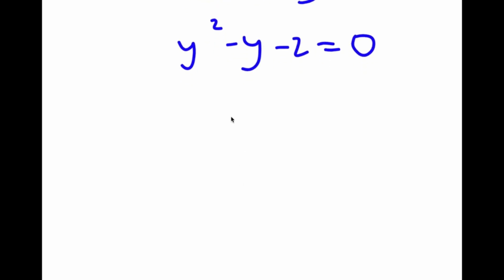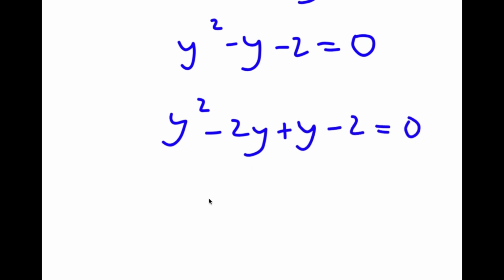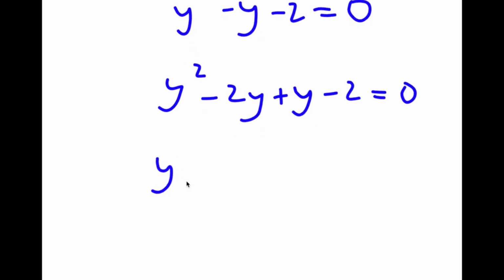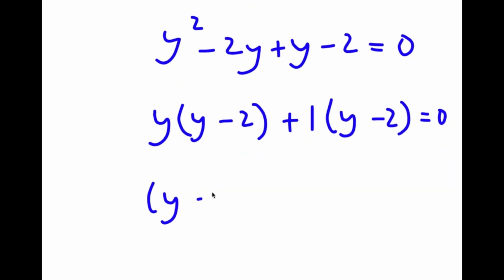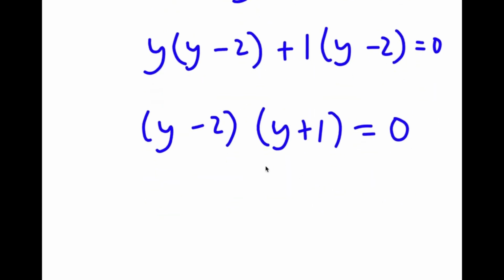So now I have y squared minus y minus 2 is equal to 0. Now to solve this, I'm actually going to factor this out. So y squared minus y minus 2, this is the same thing as y squared minus 2y plus y minus 2, because negative 2y plus y, that's negative y. And now if I factor out y, I get y times y minus 2 plus 1 times y minus 2 is equal to 0. Now if I factor out y minus 2, I have y minus 2 times y plus 1 is equal to 0. So meaning y is equal to either 2 or negative 1.